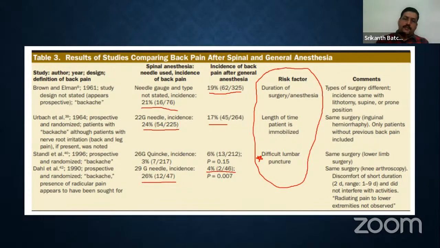So in that particular study, while most of the remaining studies found similar incidence, this particular study found a different incidence compared to general anesthesia because of the difficult lumbar puncture. Maybe, in my assumption, it is due to the 29 gauge needle. Maybe they had difficulty placing the spinal needle successfully in the first attempt. Difficult lumbar puncture needing multiple attempts is the factor considered in this study, what they inferred as the cause for the high discrepancy in results, in contrast with the other studies.